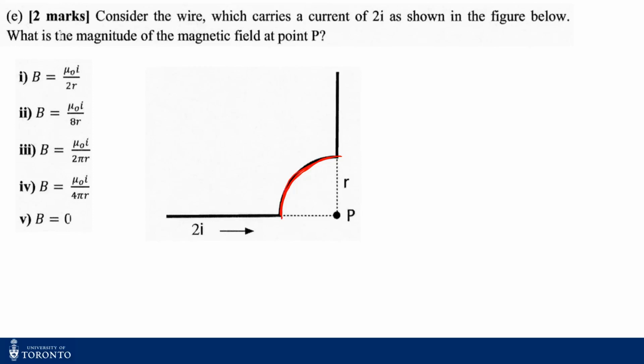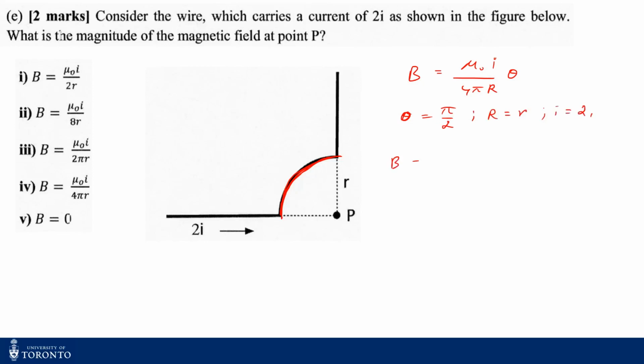So we know that the magnetic field for this arc is given by mu naught I by 4 pi r theta, right? In this case, theta is pi by 2, 90 degrees. And what's my radius? Radius is equal to r, and my I is basically 2I.